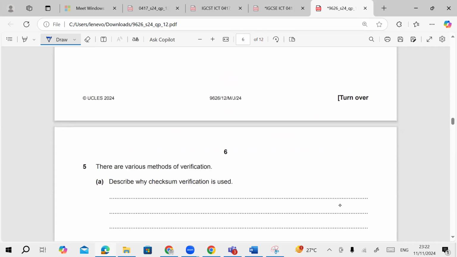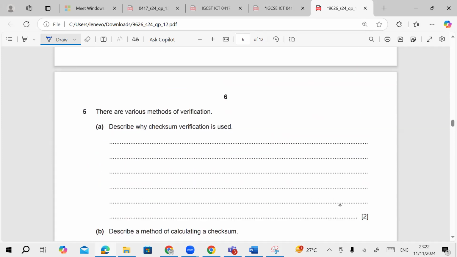Then we have a question. There are various kinds of verification. So, explain why checksum verification is used.